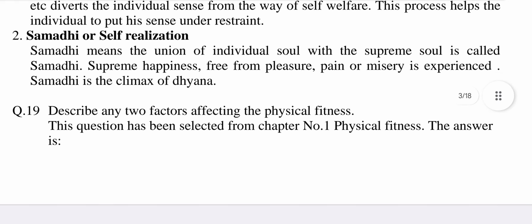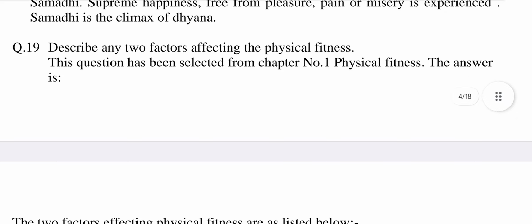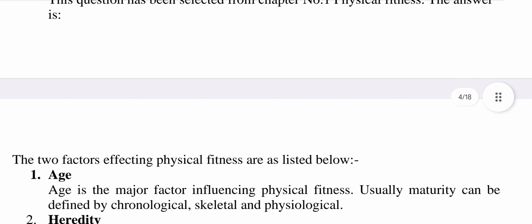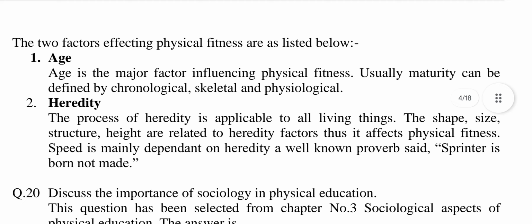Question number 19. Describe any two factors affecting the physical fitness. This question has been selected from chapter number 1, Physical Fitness. The answer is the two factors affecting physical fitness are as listed below. Number 1, age is the major factor influencing physical fitness. Usually, maturity can be defined by chronological, skeletal, and physiological.